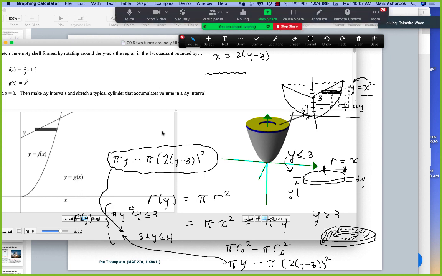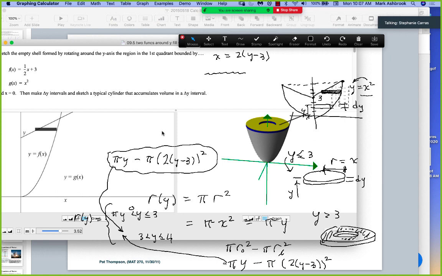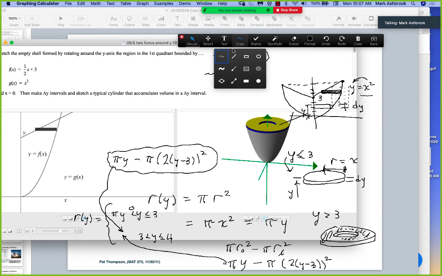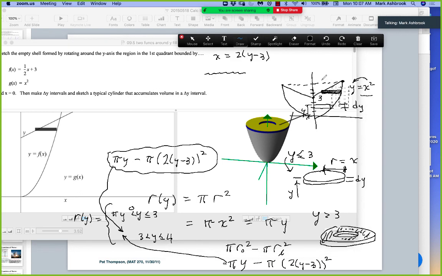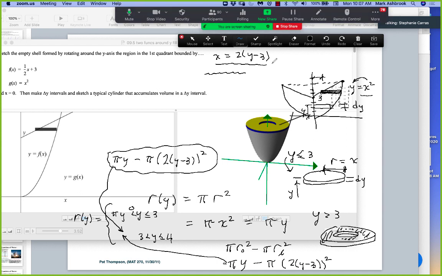Just a question: how did you get the inner radius value? It would be the x coordinate on the line. Do you see that? So it'd be from here to here. What is that? That's the x coordinate of the line. And so I had to solve for x. Yeah, I get that. Other questions?